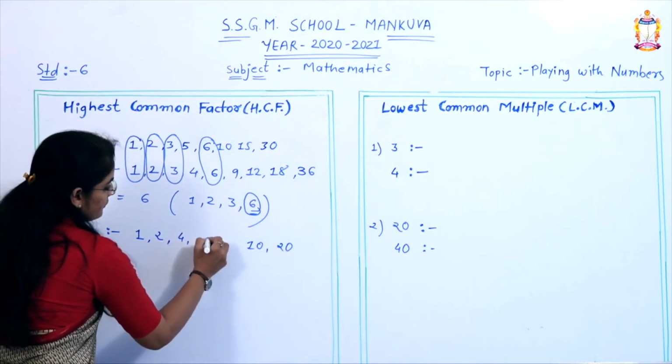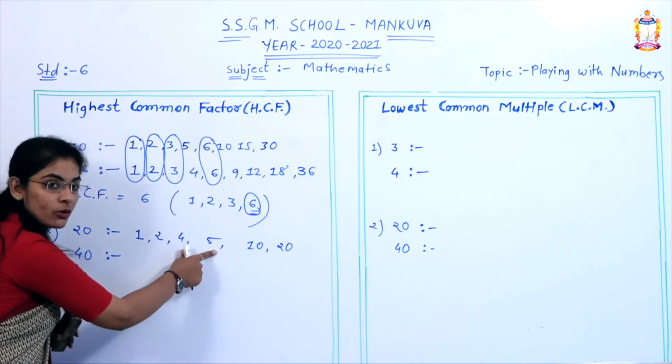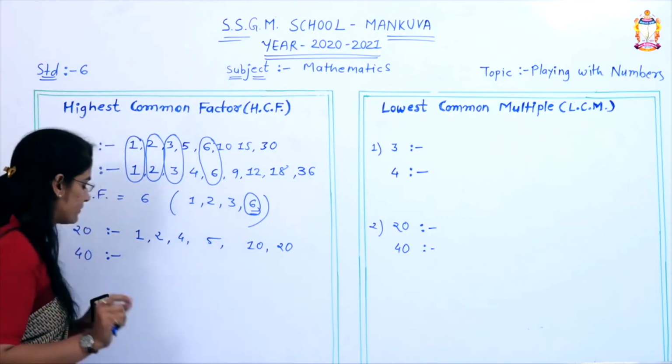4 5s are 20. 5 will come in the table of 5, but this is now repetition. 4 5s are 20 means 5 4s are 20, right? We have to write only one time.